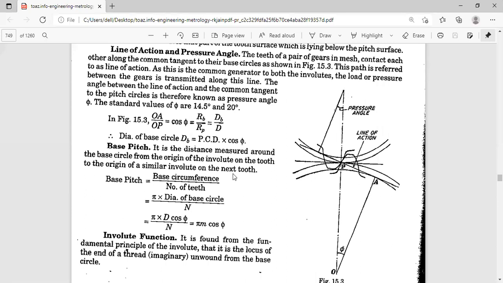Because the profile of a gear is an involute, the particular tooth profile is also very important as part of the quality check. So what is base pitch? It is nothing but the base circumference. What is base circumference? Circumference is equal to pi d. So here we take the base pitch, the base circumference, into consideration.